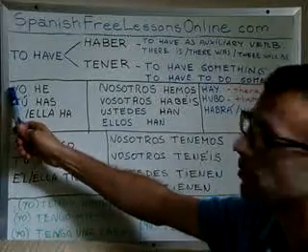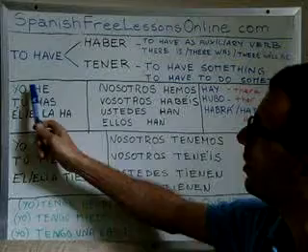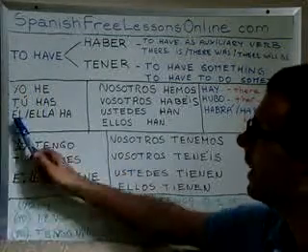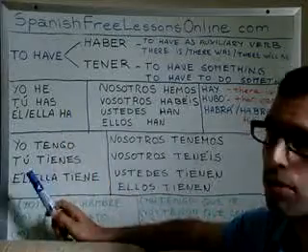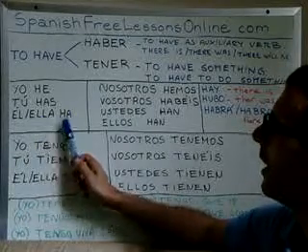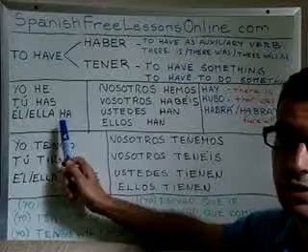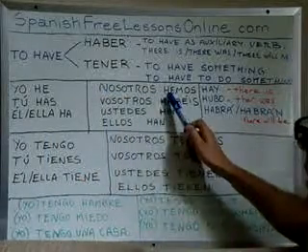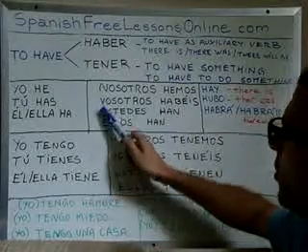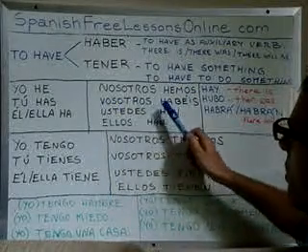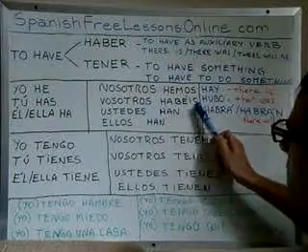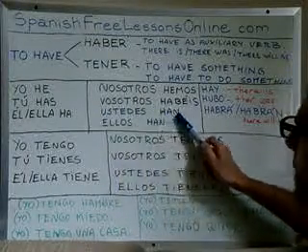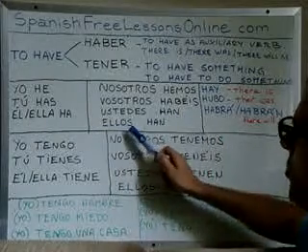For first person, yo. Yo he. Tú has. Él ha. Or ella ha. She has. Okay? Nosotros hemos. Vosotros habéis. Ustedes han. Ellos han.